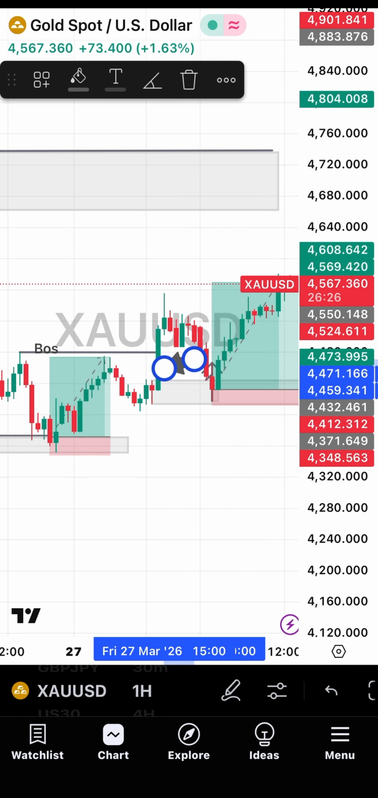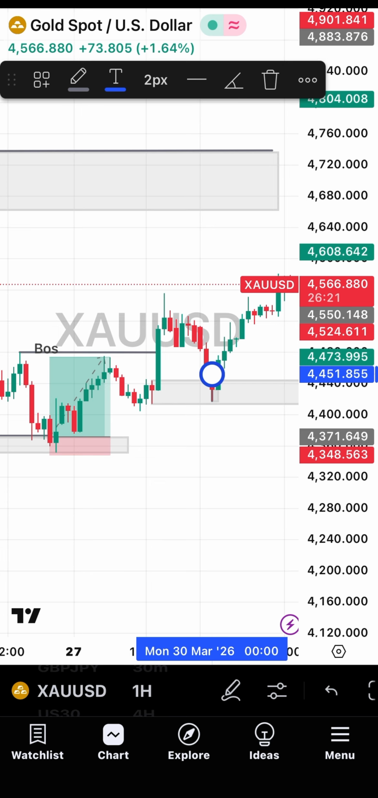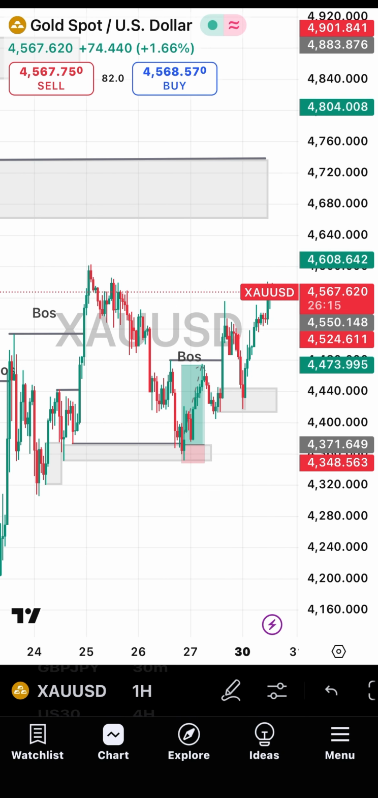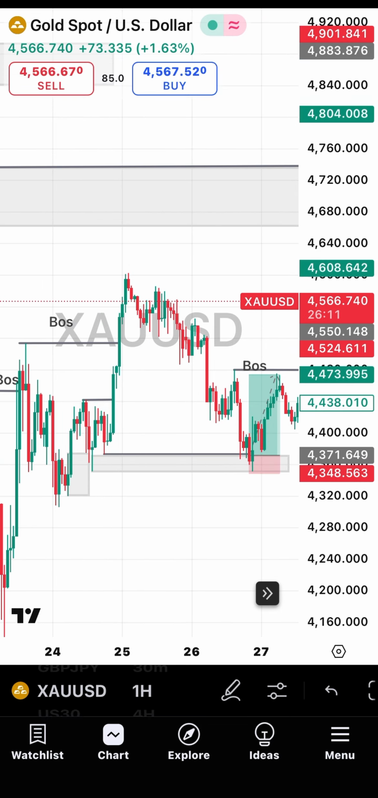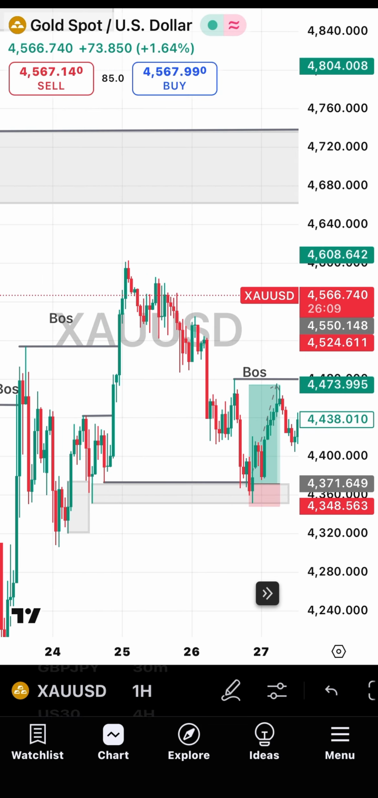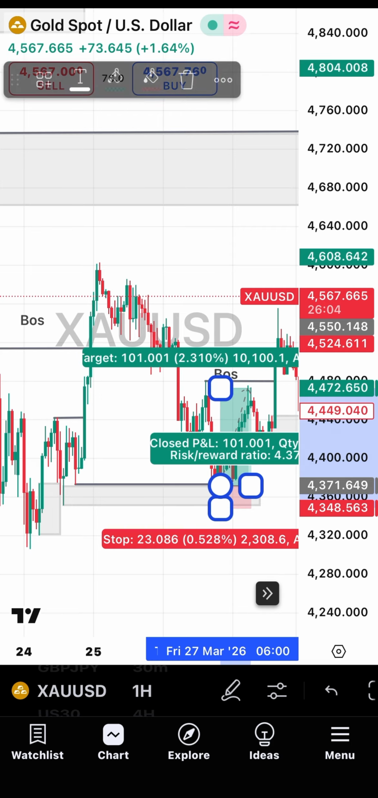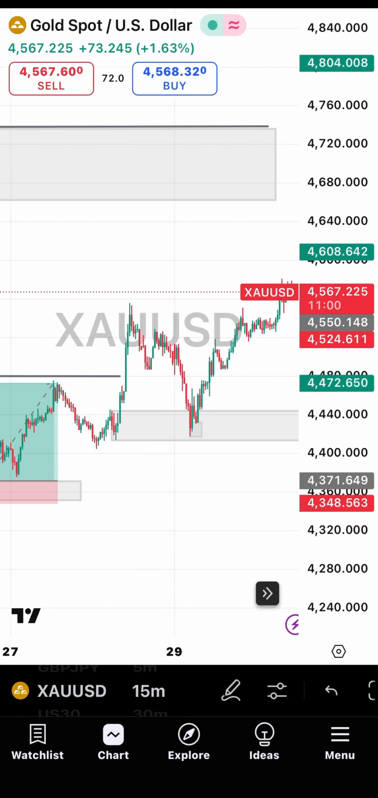So looking at gold from the 4 hours, from the 1 hour time frame, we had a demand zone here. I explained this one to people on my Telegram channel, how this buy came about. So we had the demand zone here on the 15 minutes time frame. Let me show you.